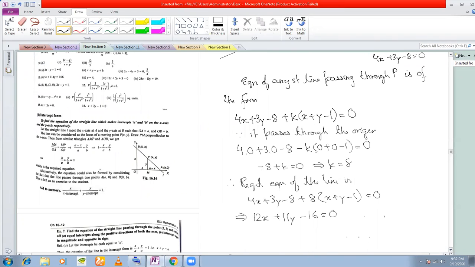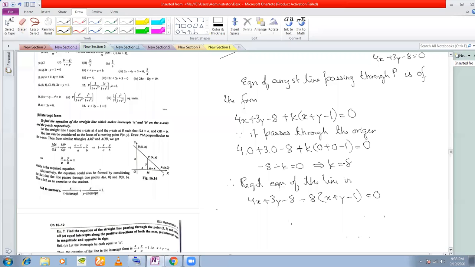Minus 8 plus, this should be plus k. Okay, not minus. 0 plus 0 minus 1. So what you're getting is, this should be a minus k here. Yes, it should be a minus k, so you're getting k is equal to minus 8. Now instead of this plus 8 you replace this by minus 8. Okay, now your answer will change accordingly.